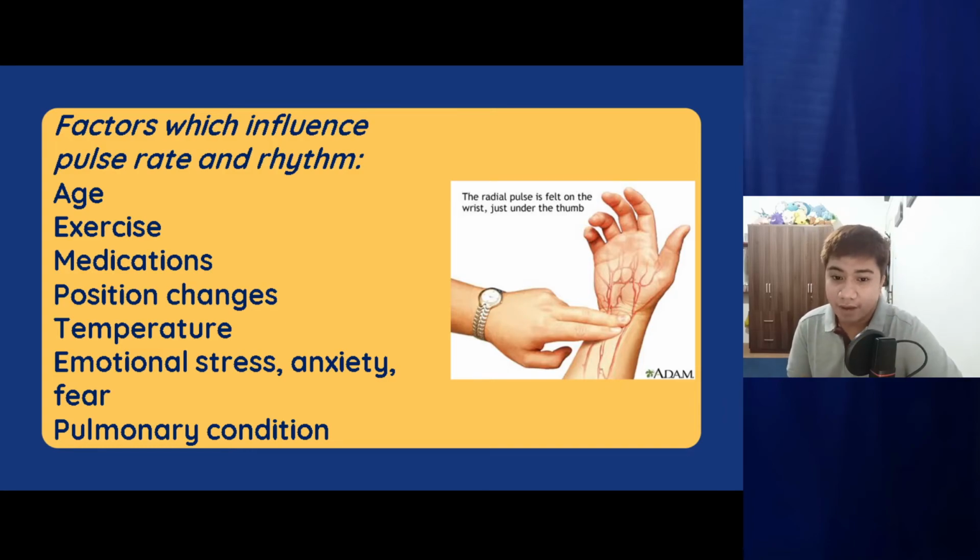Temperature may also affect the pulse rate. Your stress, emotional stress or anxiety or fear. When you are nervous, right? Your heart pumps so hard. And we also have your pulmonary condition. Your lungs. Maybe you have difficulty breathing, you have asthma, chances are your heart beats faster. It looks for oxygen to deliver throughout your body. Okay?